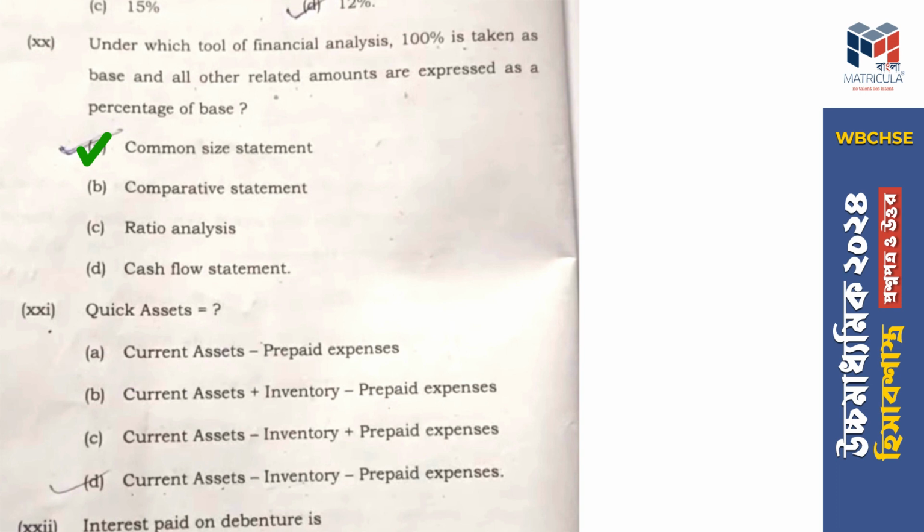Number 21. Quick asset, option A, current asset minus prepaid expenses. Option B, current asset plus inventory minus prepaid expenses. Option C, current assets minus inventory plus prepaid expenses. Option D, current assets minus inventory minus prepaid expenses. Right answer is option D, current assets minus inventory minus prepaid expenses.